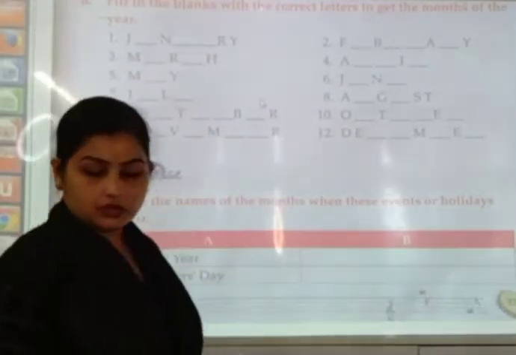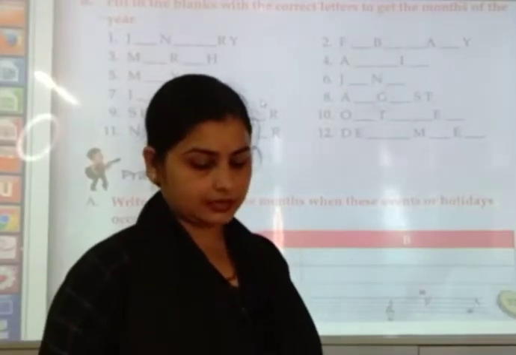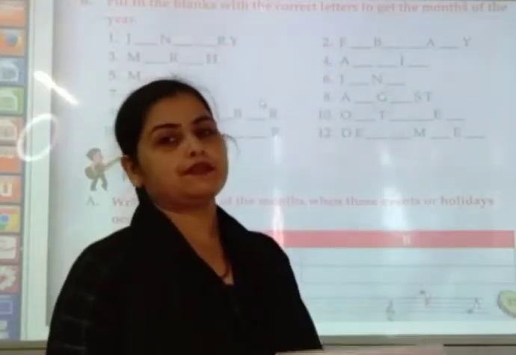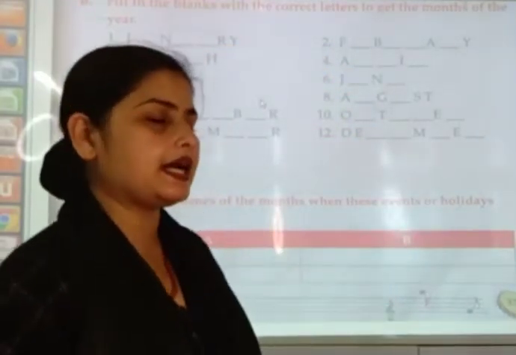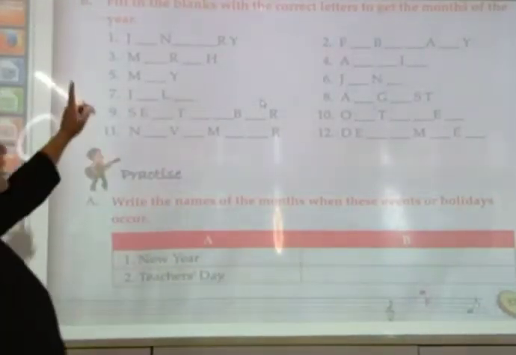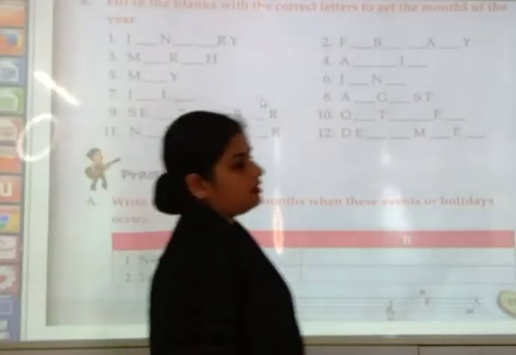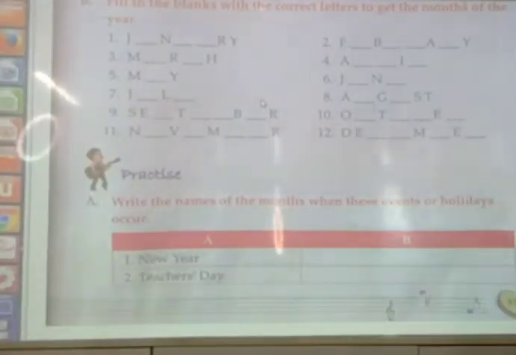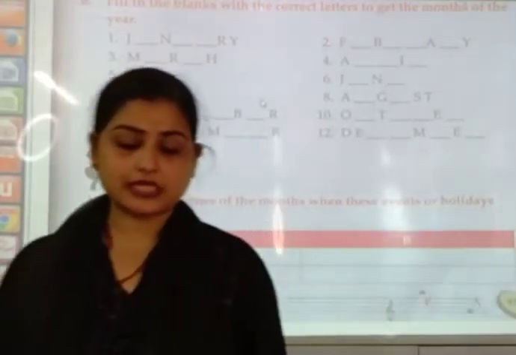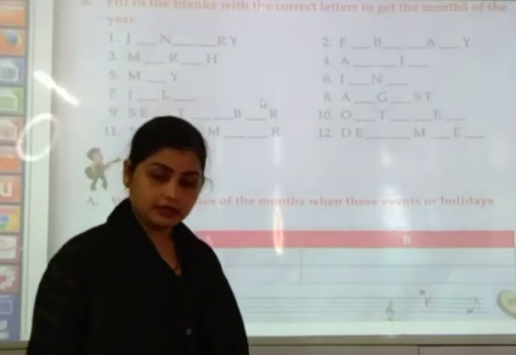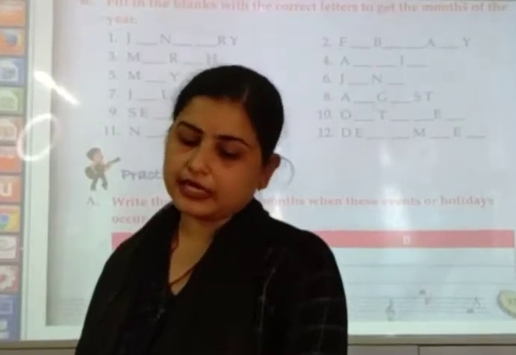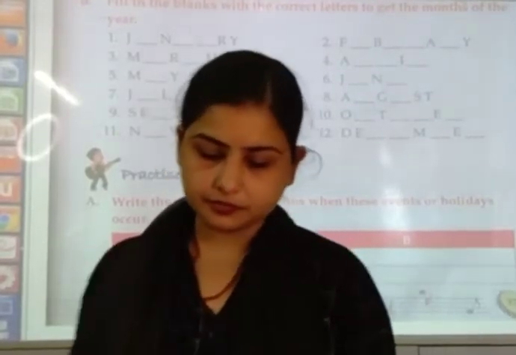So you have to take out page number 37. Exercise B. As we have done exercise A in the last part, this is exercise B of the same page, page number 37. Here the fill the missing letters type of question is given, in which you have to fill the missing letters to complete the spelling of the months. The question is: fill in the blanks with the correct letters to get the months of the year.